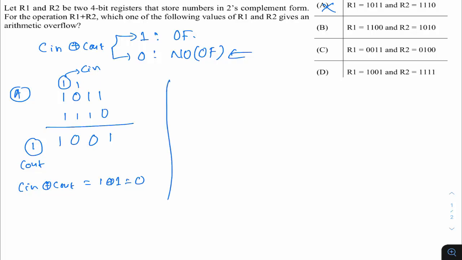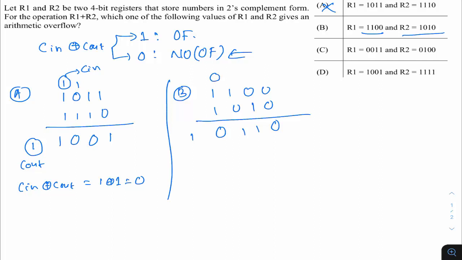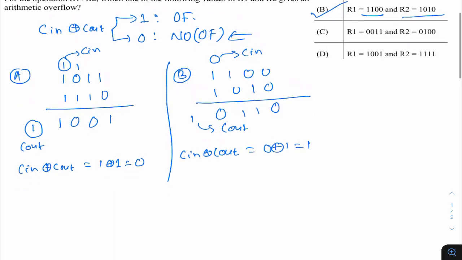Now let us see option B. If I go with B, the first register is 1100, and the second register value is 1010. Adding these, the result is 0110, and there is a carry out of 1. There is no carry into the MSB here, so C in value is 0, and C out value is 1. C in XOR C out is 0 XOR 1, which is 1. So 1 means overflow is present. So this will be the right answer.